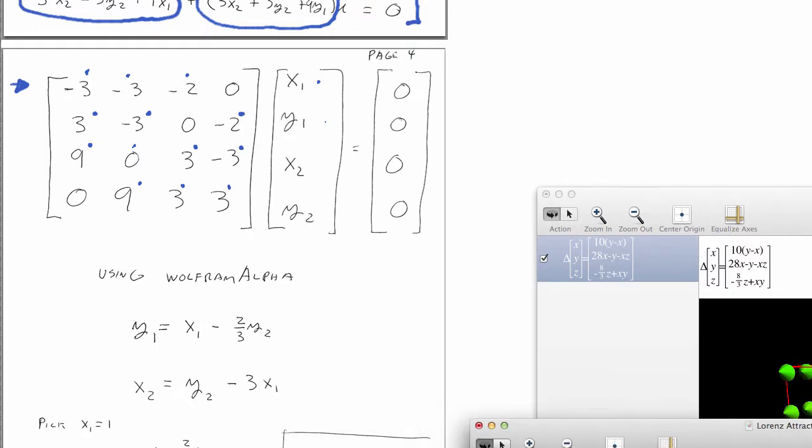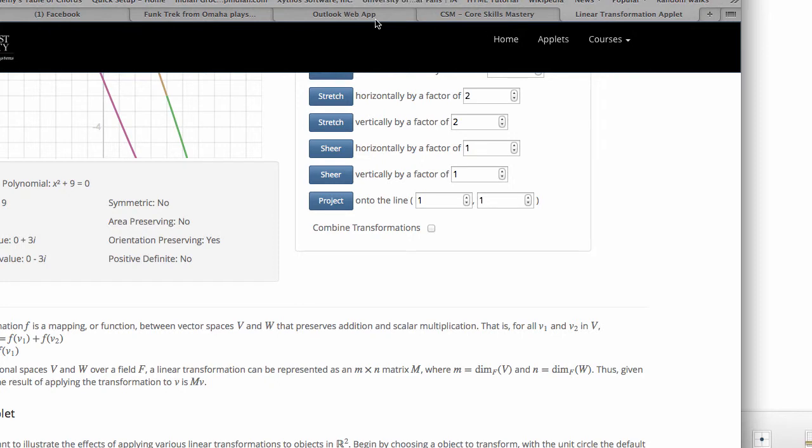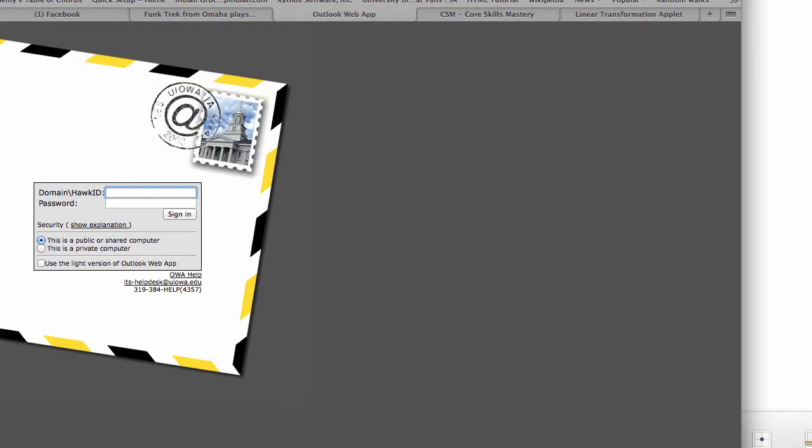Let me see if I can find that thing here. Hold on. Let's see what we have here. Where am I? There's transformations, Corman. No, that's all different stuff. Okay, I can't find it.